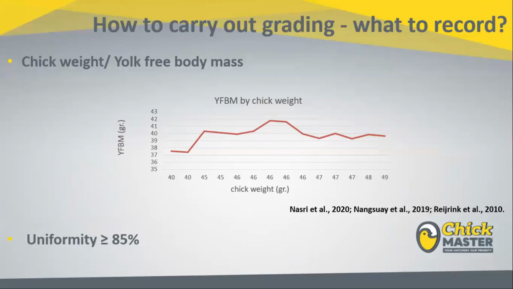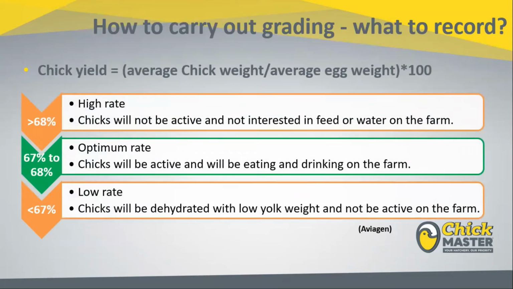So it's recommended to be attentive about this parameter and to monitor it to have an idea about our chick quality. Concerning the chick yield, some studies confirm that we have a certain correlation between the chick yield and the first week mortality of the farm. It can be calculated by reporting the average of chick weight to the average of egg weight.